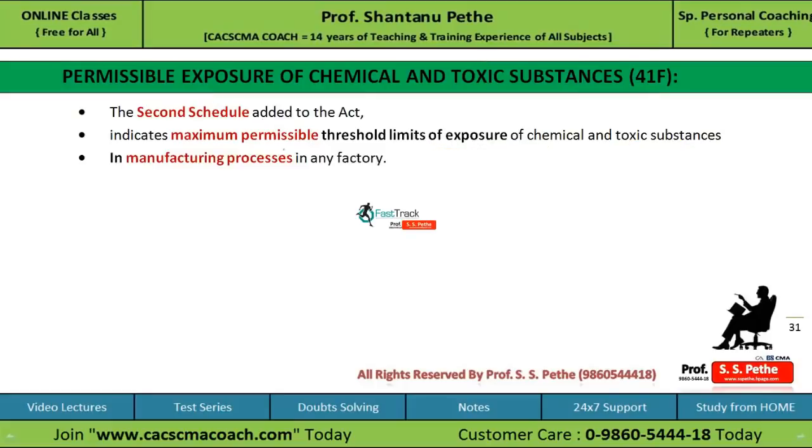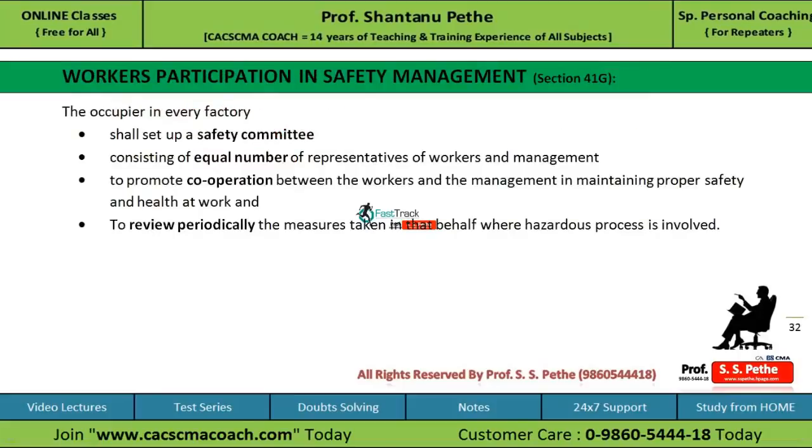And all the occupiers of the factory are required to maintain those exposures within the prescribed exposure limit. Section 41G talks about the workers' participation in safety management. The occupier in every factory shall set up a safety committee consisting of an equal number of representatives of workers and the management to promote cooperation between the workers and the management in maintaining proper safety and health at work, and to review periodically the measures taken in that behalf where hazardous process is involved.